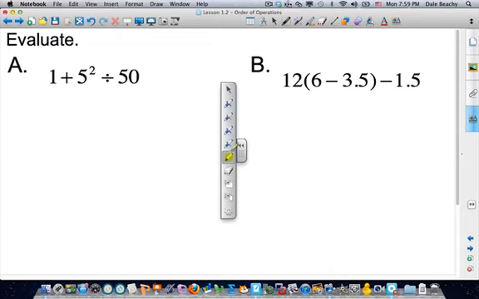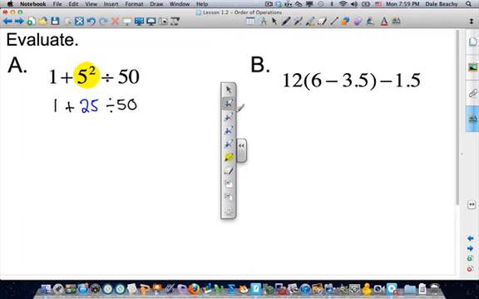Okay, let's evaluate several expressions following the order of operations. Expression A is 1 plus 5 squared divided by 50. We don't see any grouping symbols, so move to step 2, which is evaluate powers. We see we have the second term of 5 squared. So let's evaluate 5 squared and write that value down underneath the expression. Write down the remaining terms around it. So 1 plus 25 divided by 50.